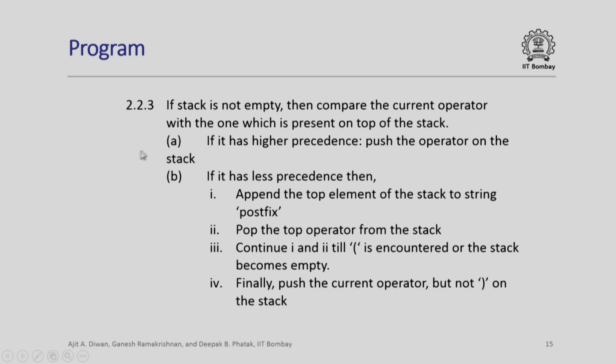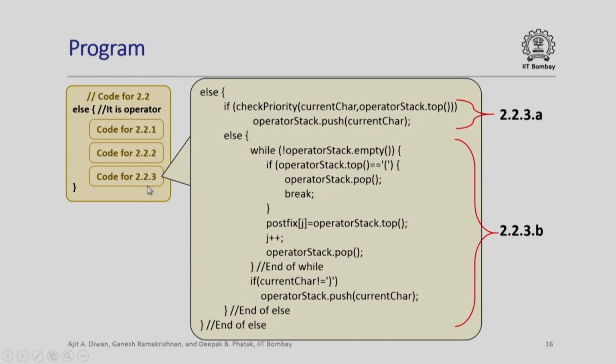For your benefit, we have repeated the logic of 2.2.3 in words, which was already included in the earlier explanation. Let us very quickly go through it. If the stack is not empty, then I have to compare the current operator with the one which is present on top of the stack. If it has a higher precedence, push the operator on the stack. If it has less precedence, then append the top element of the stack to the postfix string, pop the top operator out, continue this till you encounter opening parenthesis, and finally push the current operator, but not the closing parenthesis, on the stack. So this is the logic implementation.